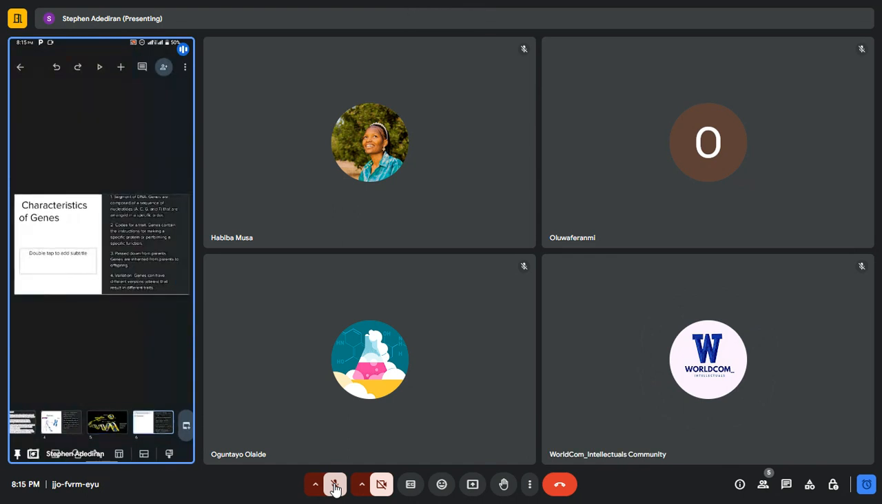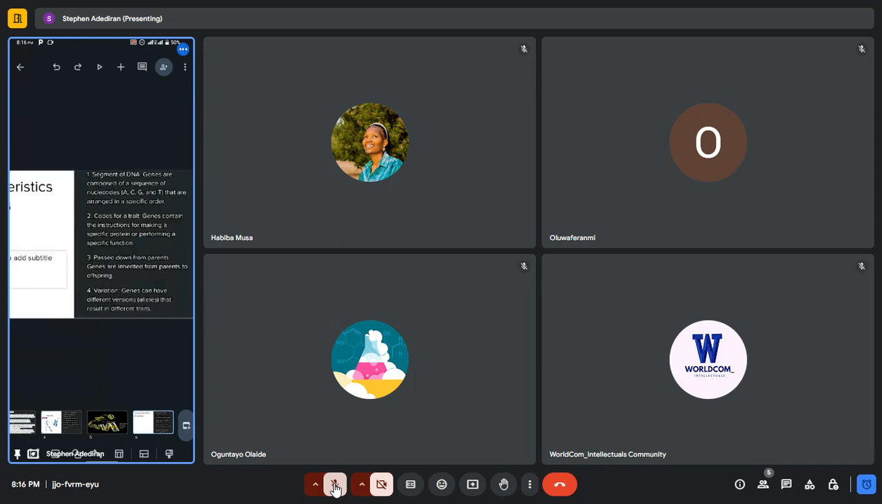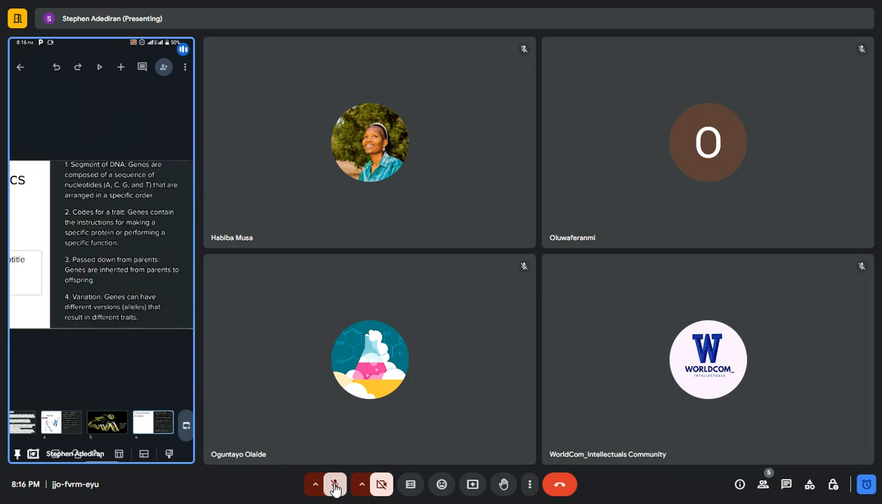So now let me go to the characteristics of genes. The first one is that it is a segment of the DNA. Genes are composed of a sequence of nucleotides, A, C, G, and T. A, C, T, and G are adenine, cytosine, guanine, and thymine. Are you getting it? I will explain those four as we go on. Just know that they are arranged in a specific order in the genes, in the DNA rather.